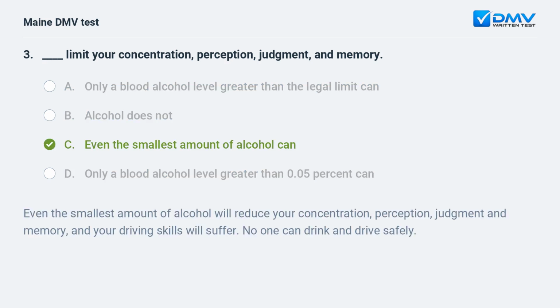C. Even the smallest amount of alcohol can. Even the smallest amount of alcohol will reduce your concentration, perception, judgment and memory, and your driving skills will suffer. No one can drink and drive safely.